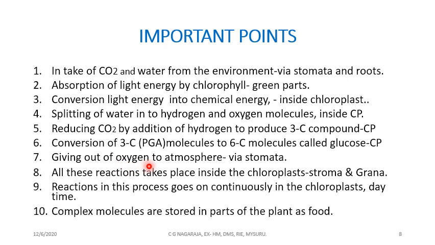Giving out oxygen also takes place in photosynthesis, and that goes to the atmosphere via stomata. I told you stomata are small pores present in the ventral surface of the leaves. All these reactions take place inside the chloroplast. There are two parts in the chloroplast, stroma and grana. Some reactions take place in the stroma, a part, and many reactions take place on the grana, that is a part of the chloroplast.